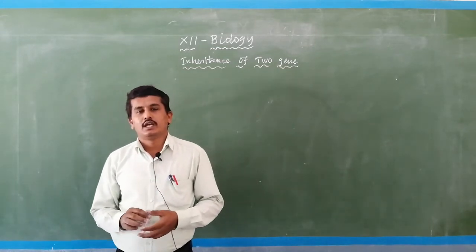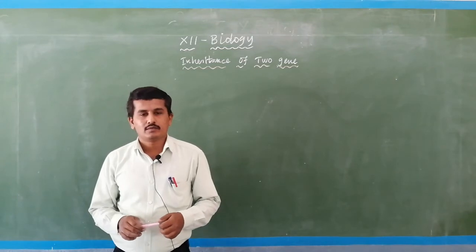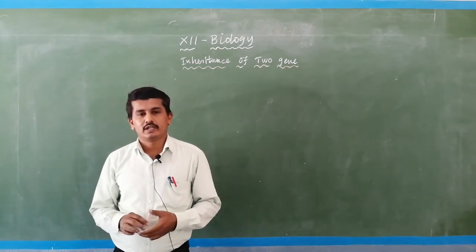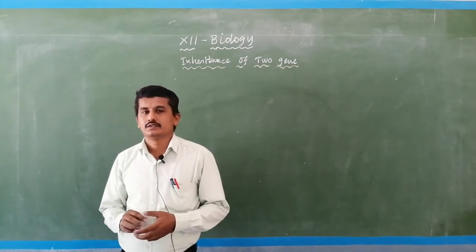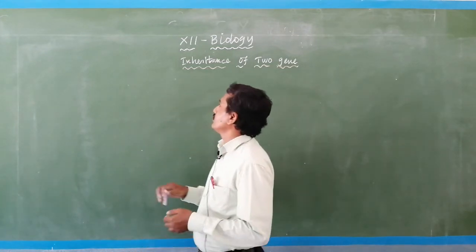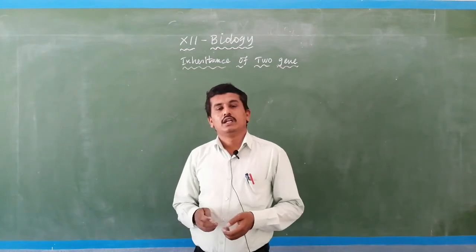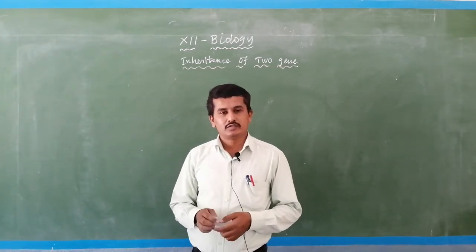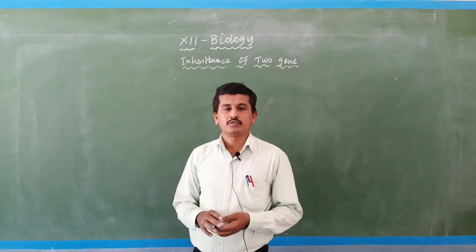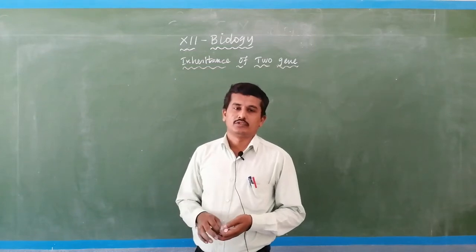So, today, chapter 5, Principles of Inheritance and Variation: inheritance of two genes. Already we had done inheritance of two genes, that is dihybrid cross problems. I will give another example also.